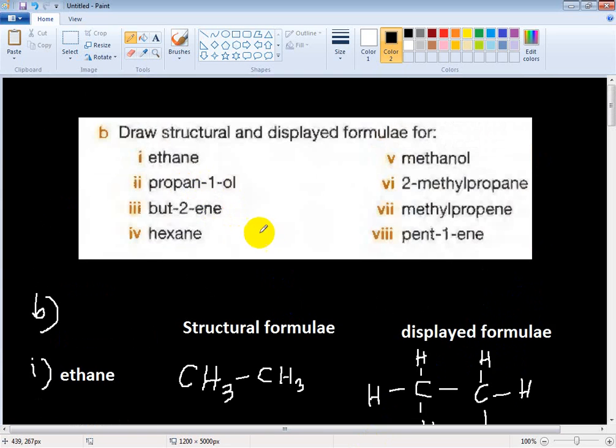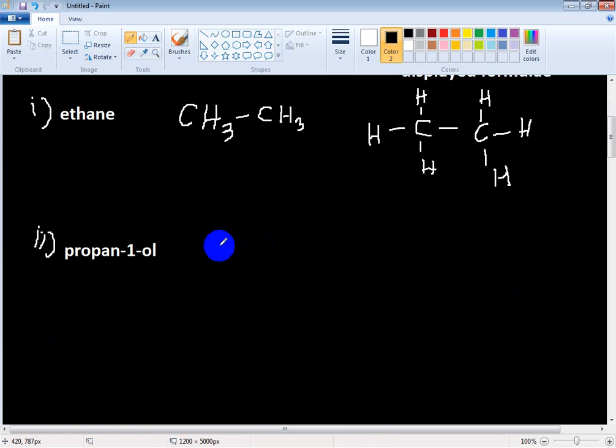Number 2 is propan-1-ol. In position 1 is the alcohol group. Here, in the first carbon, position 1 is alcohol, 1 alcohol group in position 1, then CH2, CH3.